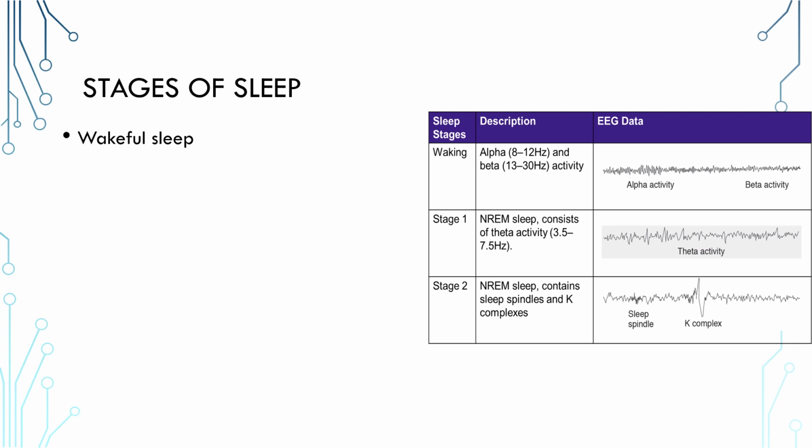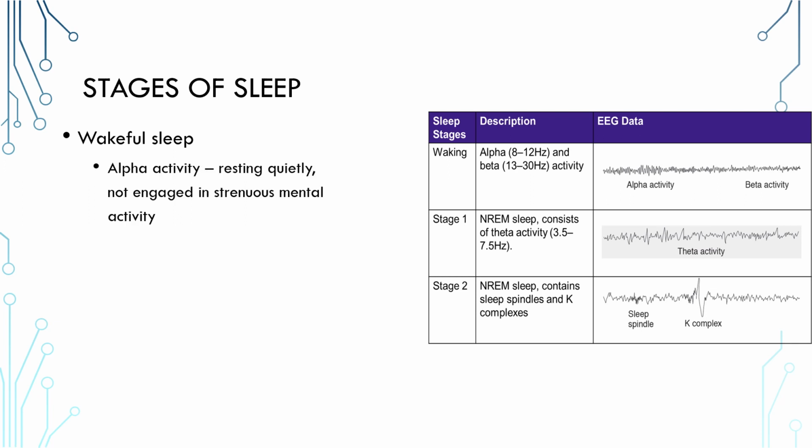The results of a sleep study can be recorded in such a way as what we see on the right-hand side of the screen here. This is measurement that's collected from an EEG. So what this will do is measure what we call different stages of sleep throughout the duration of the night. The first stage of sleep is called wakeful sleep.